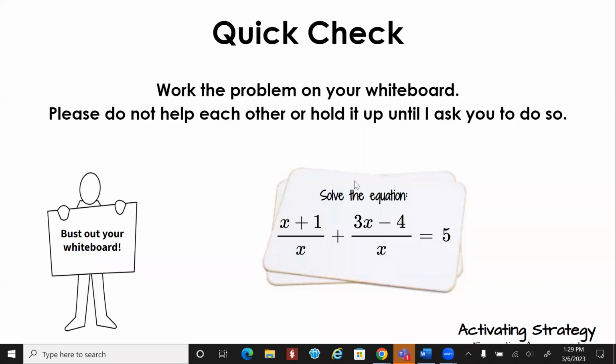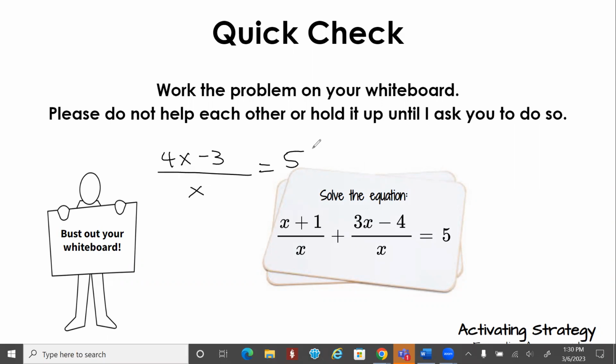So on this one, we're having to solve this equation. Since it has the same denominator, that means that we can just add across the top. So x plus 3x is going to give me 4x. 1 plus -4 is going to give me -3. And we're going to keep x in the bottom.